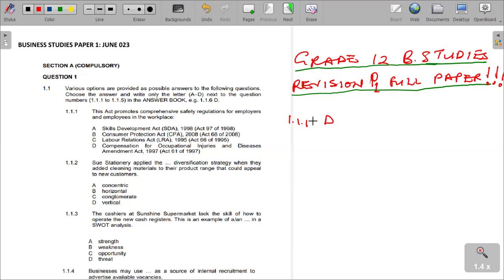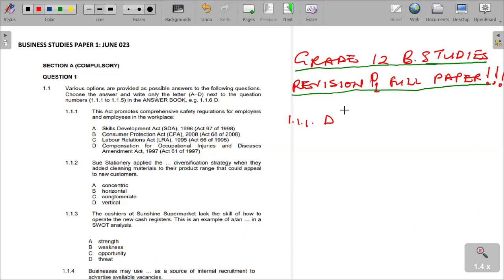It is the act that is responsible for covering employees when they are injured at the workplace, as well as employers. It has to do with safety at the workplace and how workplace interactions have to be maintained. And then question 1.1.2.